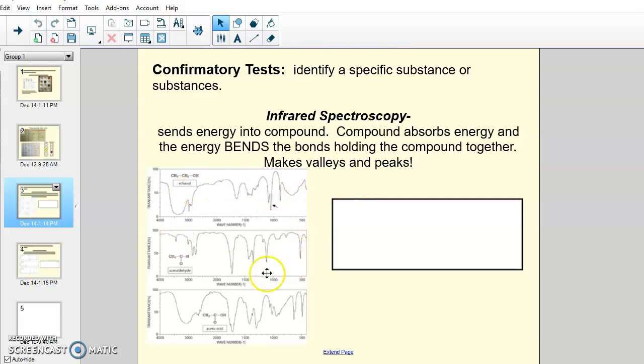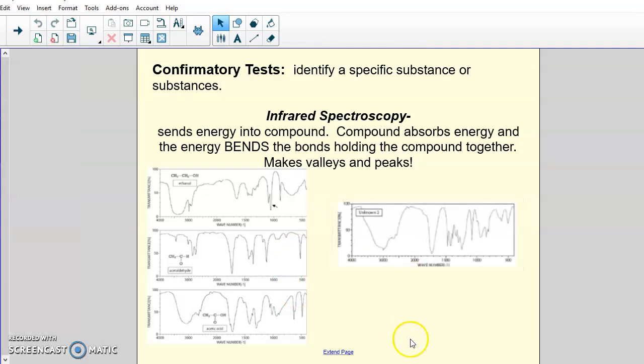And so here are 3 separate printouts of different infrared spectroscopy compounds. This is an aldehyde, this is an acid, this is an alcohol up here, and you can see they dip. You have valleys in certain places, and then you have peaks, and there's different ones. You can see that the peaks and valleys look different depending on how much energy gets absorbed at certain locations. And so what they would do is put their unknown compound that they're trying to figure out into the machine, and then compare it to these.